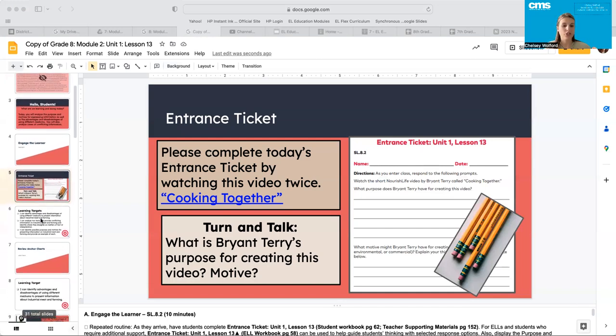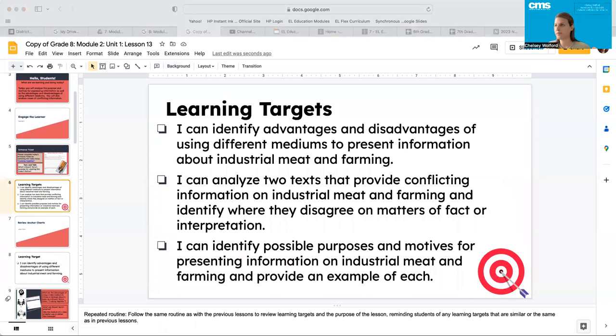So we're going to go ahead and jump in and look at our learning targets for today. We have 3, and they're so wordy. I'm so sorry. I know that's a lot of words, guys. But let's get into this, okay? The first one says, I can identify advantages and disadvantages of using different mediums to present information about industrial meat and farming. The second says, I can analyze 2 texts that provide conflicting information on industrial meat and farming and identify where they disagree on matters of fact or interpretation. The last one says, I can identify possible purposes and motives for presenting information on industrial meat and farming and provide an example of each.